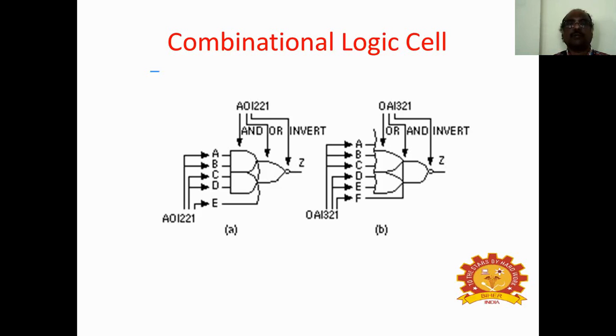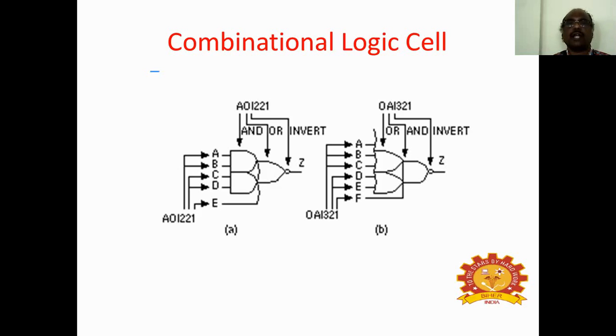For example, if you have a combinational logic cell called AND-OR-invert, it is A dot B or with C dot D, and then invert the whole thing. So the Boolean expression for this particular combinational logic cell is A dot B or with C dot D, and the complement of this, or invert. That is what the bubble indicates, the invert. That is what is called AND-OR-invert.